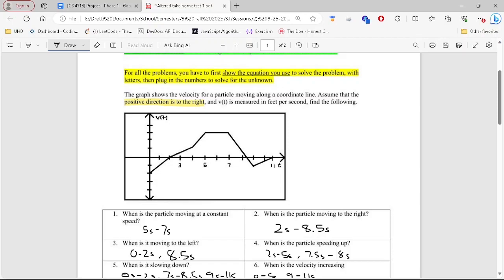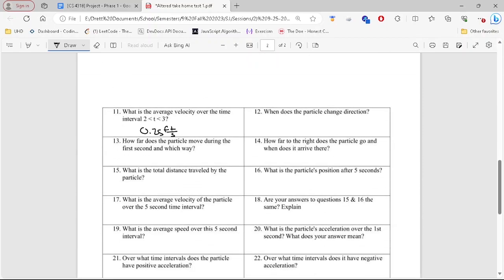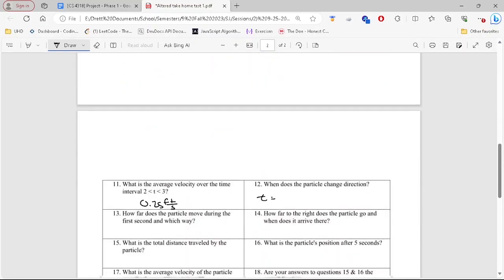So when does it go from negative to positive or positive to negative? We got one right here. It goes from negative to positive at this point, t equals 2 seconds. And it goes from positive to negative right here at t equals 8.5 seconds. So the times will be 2 seconds and 8.5 seconds.